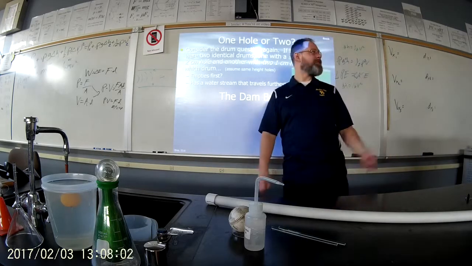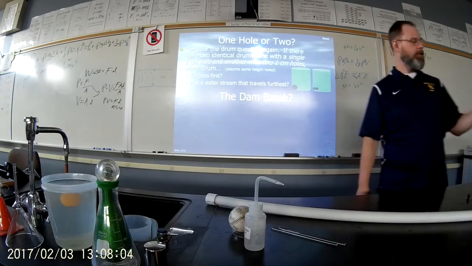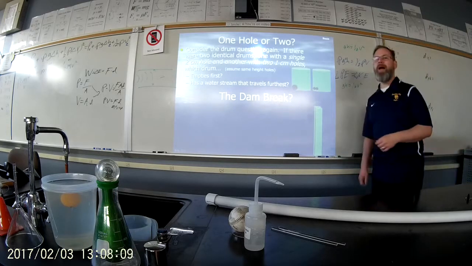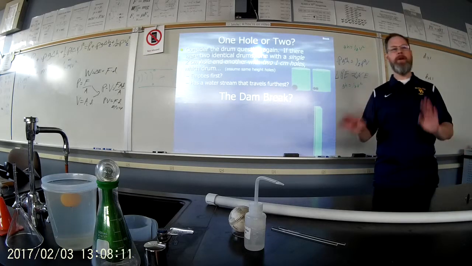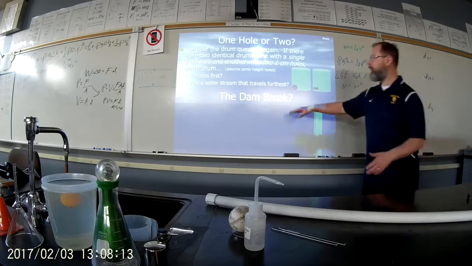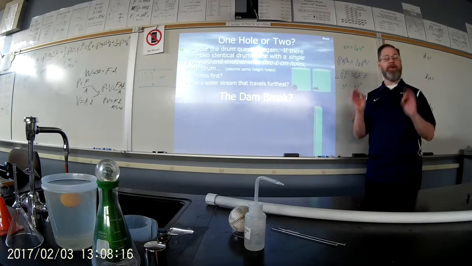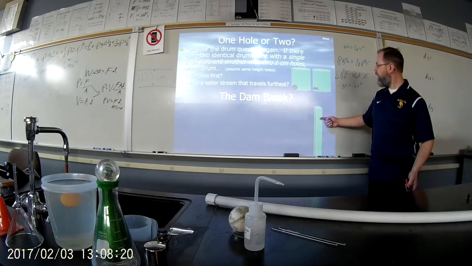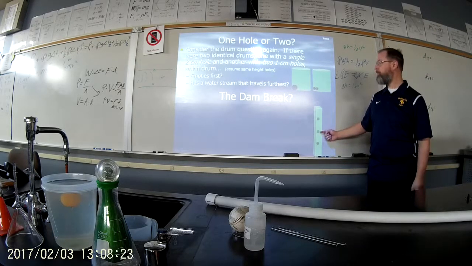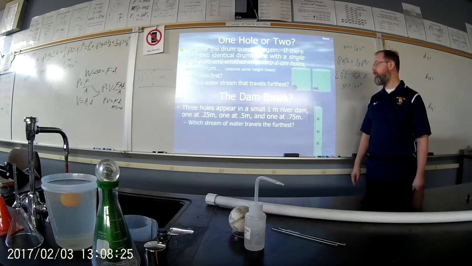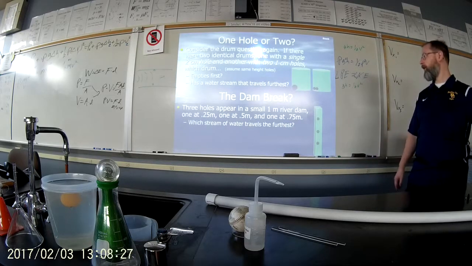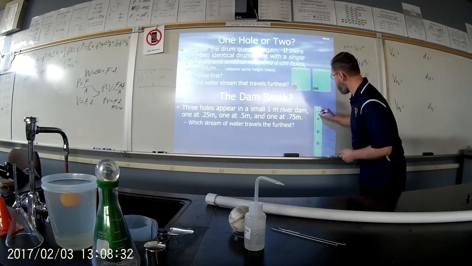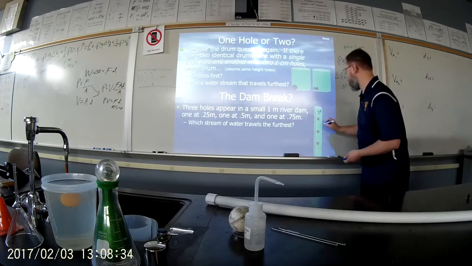Okay. Now the last question before we call it a day, or call it a week. The dam break. Imagine there's a river dam that is only 1 meter high. Okay. River dam, 1 meter high, and 3 identical holes end up in the river dam, 1.25 meters below the surface, 1.5 meters below the surface, and 1.75 meters below the surface. Which stream of water will travel the fastest? I'm sorry, travel the furthest.